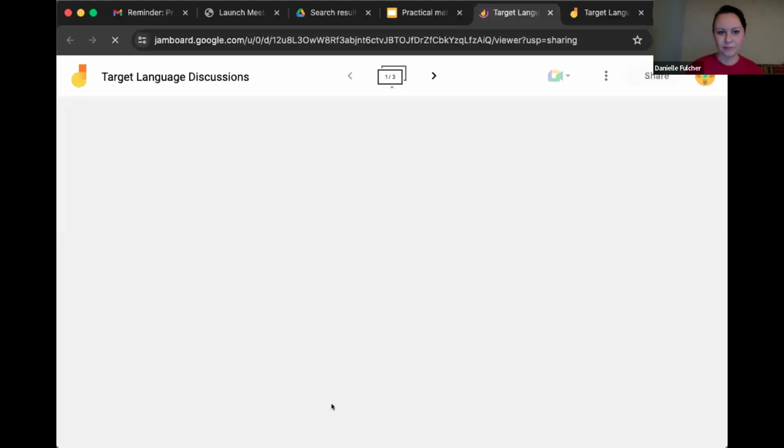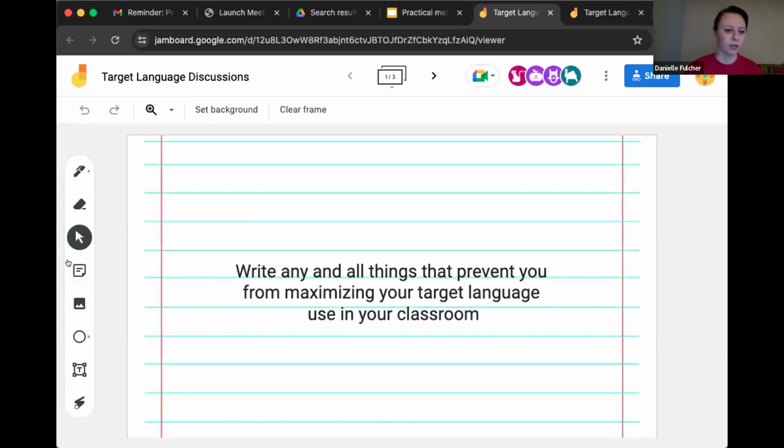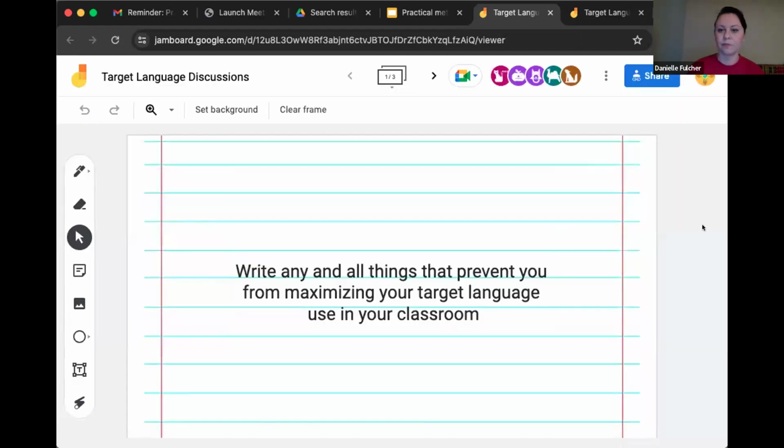So for here, I have a couple of questions for everybody. If you haven't used Jamboard before, just a quick crash course: you can grab a sticky note and type whatever you'd like into it as your response. So everybody, grab a sticky note and answer this question on your screen. Write any and all things that prevent you from maximizing your target language use in your classroom.